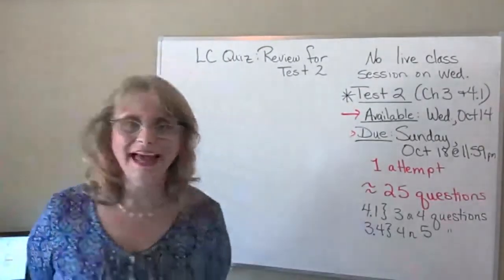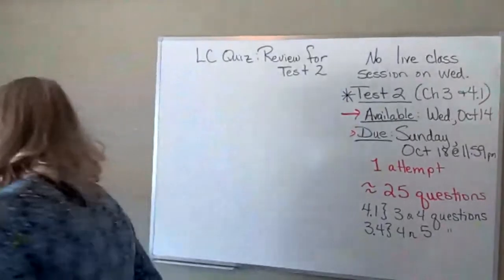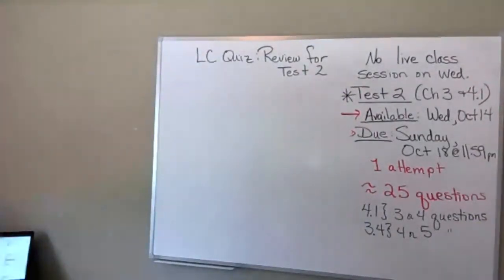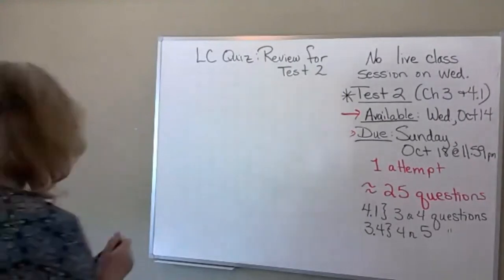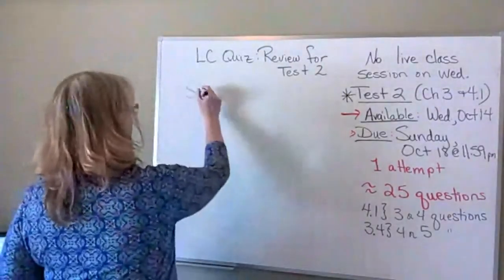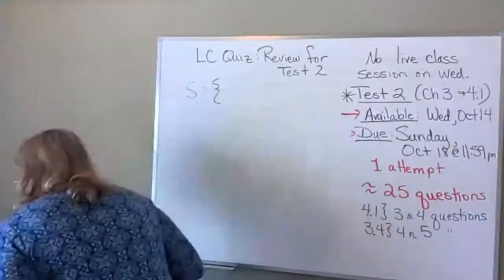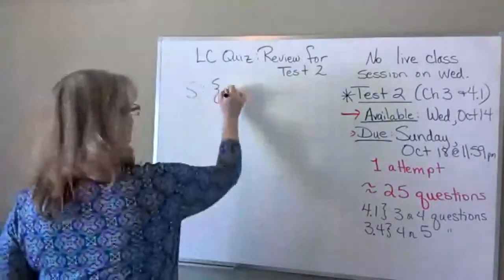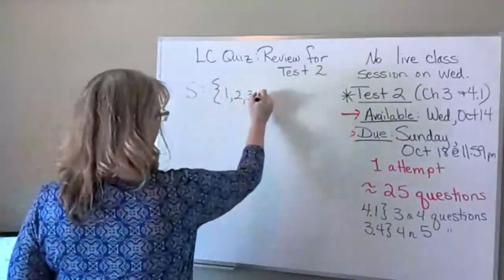Let's go on to number 10. Number 10 says, given the sample space, and this is kind of like the one that we had on the last one, this sample space is the numbers 1 through 12. 1, 2, 3.